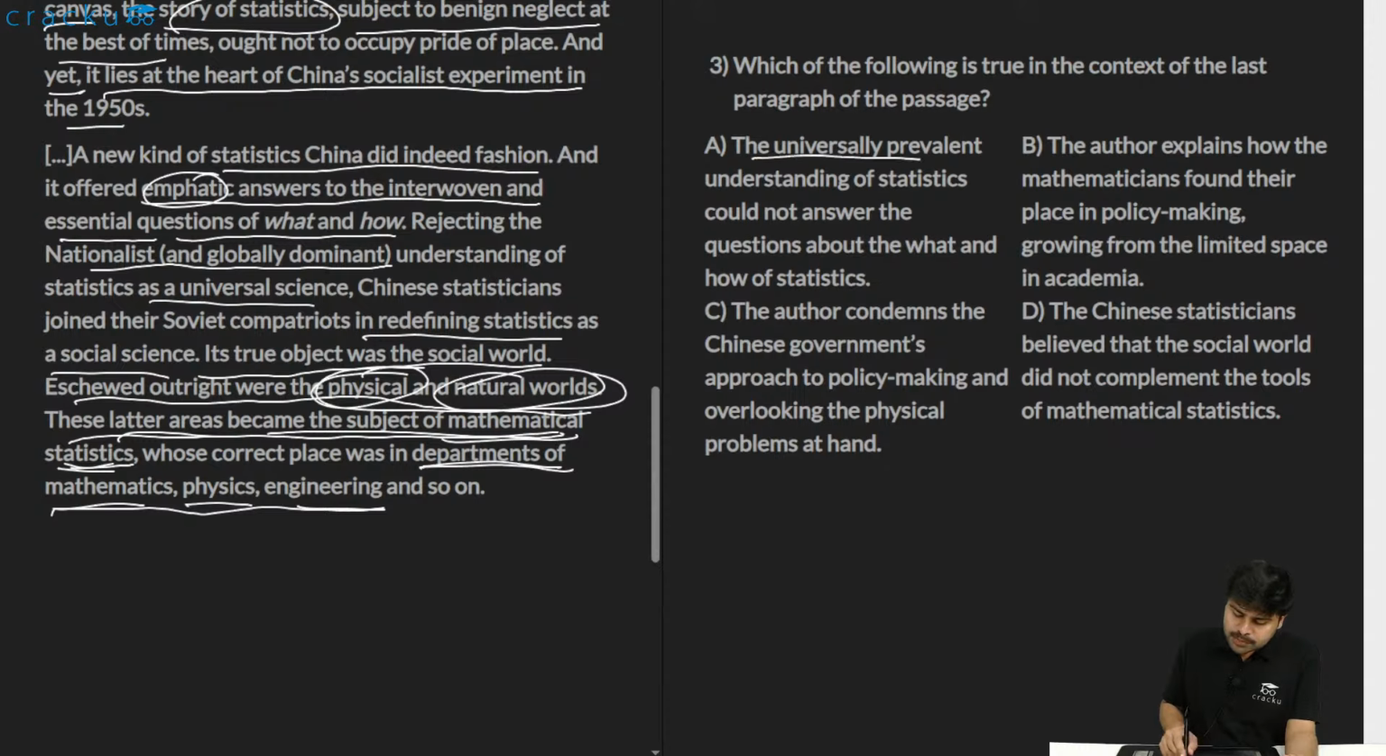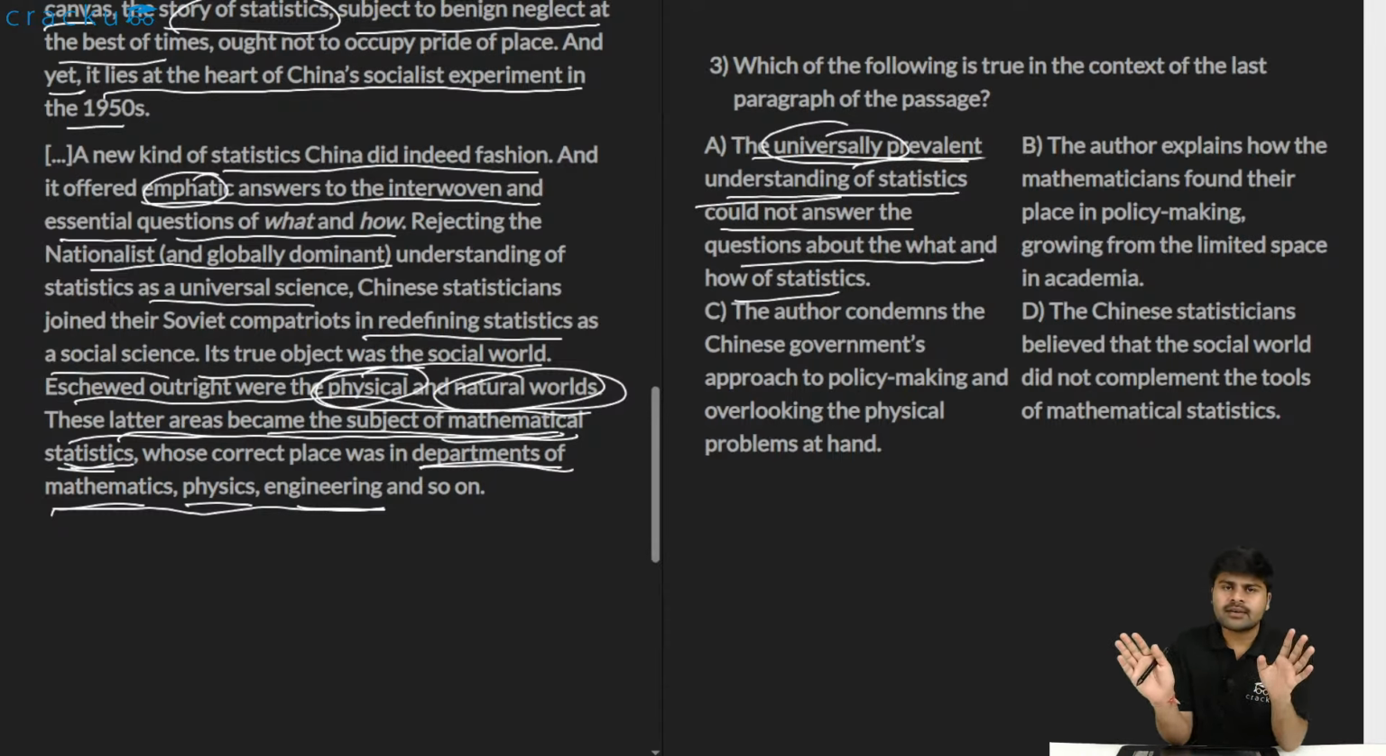So, the universally prevalent understanding of statistics could not answer the questions about what and how of statistics. It's not really about that. First of all, there is no universally prevalent understanding according to the author. Author makes it very clear that there is no universally prevalent understanding. Some people believe in one thing while the others believe in another. So he can't really talk about supporting it or going against it because there is none. Right? He's very clear about this. So this actually goes against the passage.